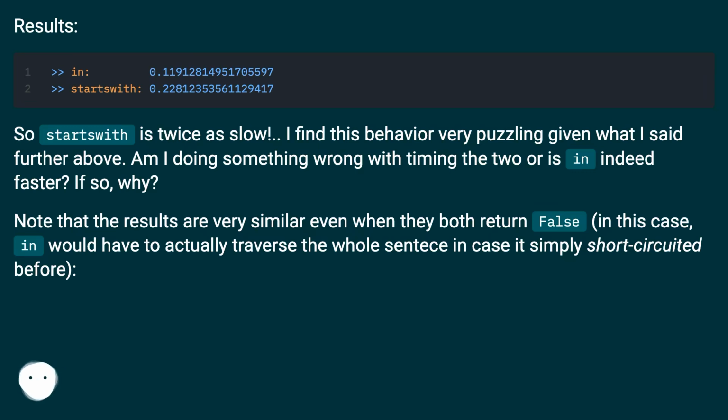I find this behavior very puzzling given what I said further above. Am I doing something wrong with timing the two, or is in indeed faster? If so, why? Note that the results are very similar, even when they both return false. In this case, in would have to actually traverse the whole sentence, in case it simply short-circuited before.